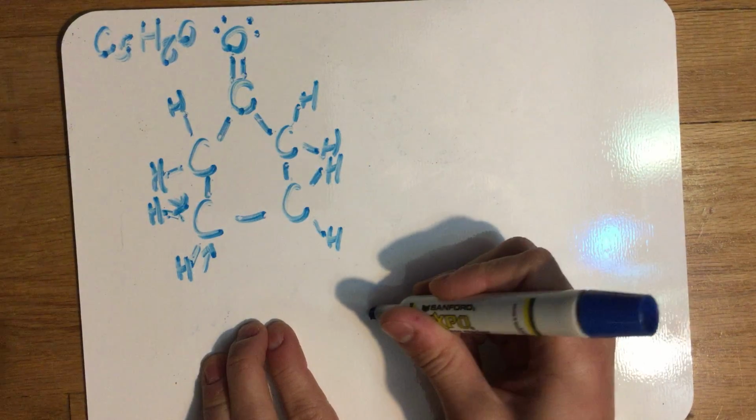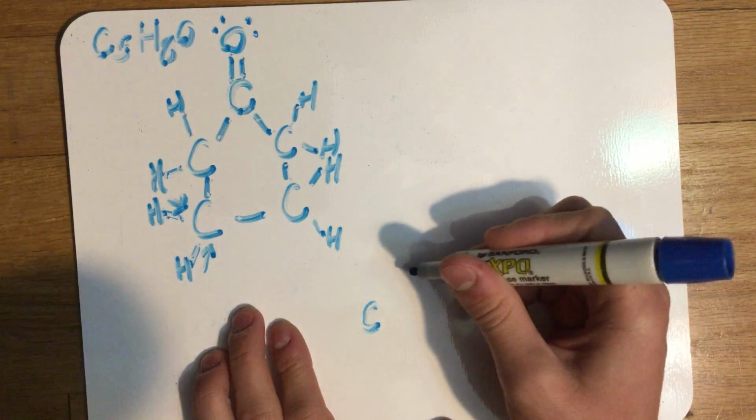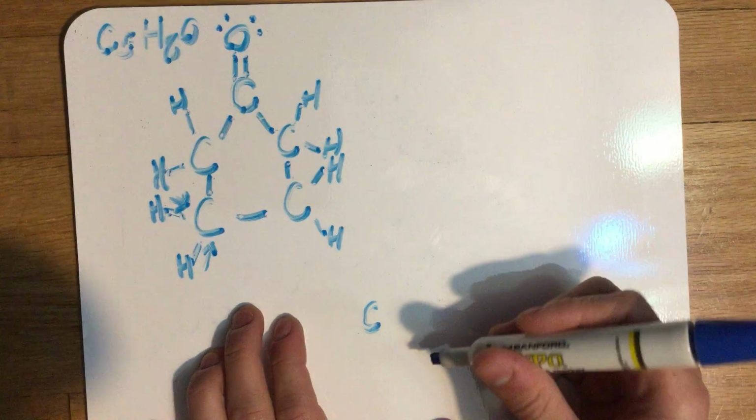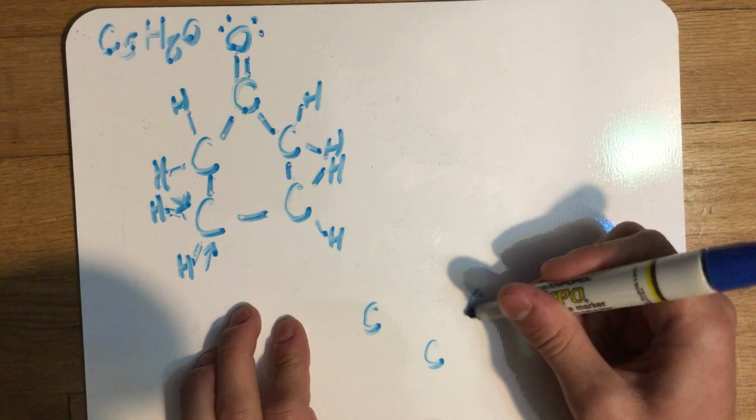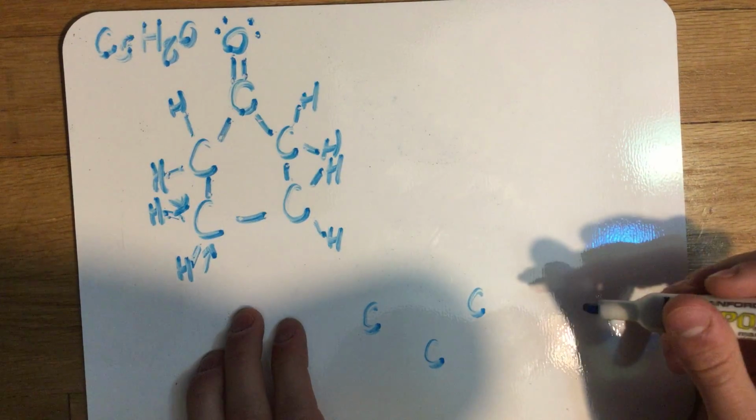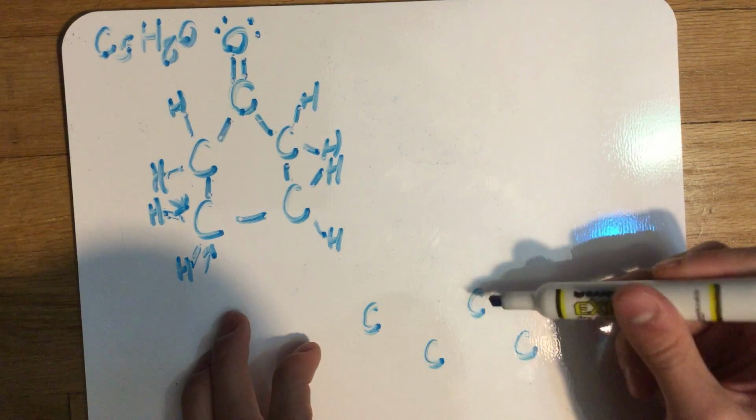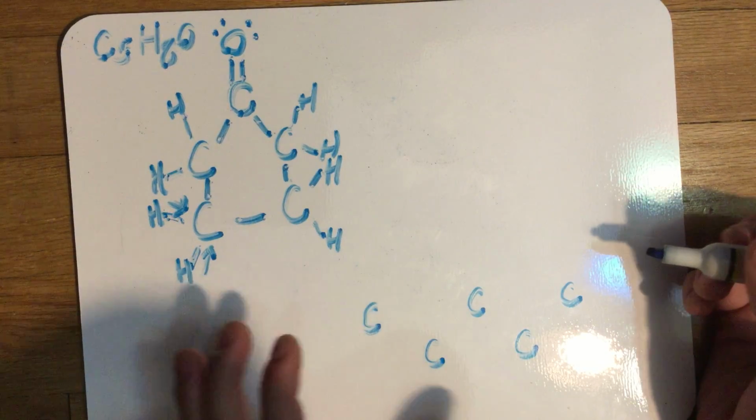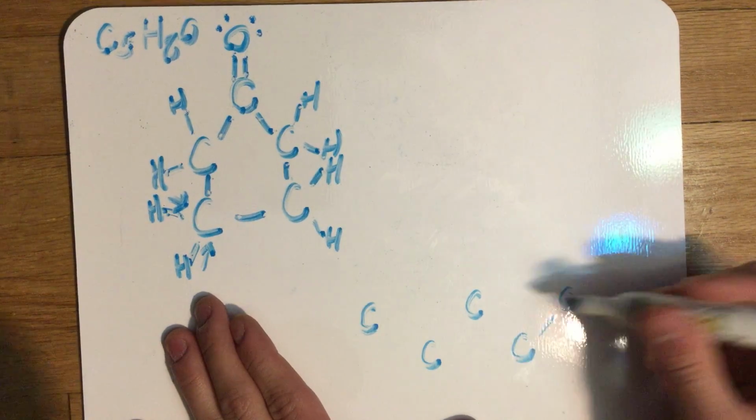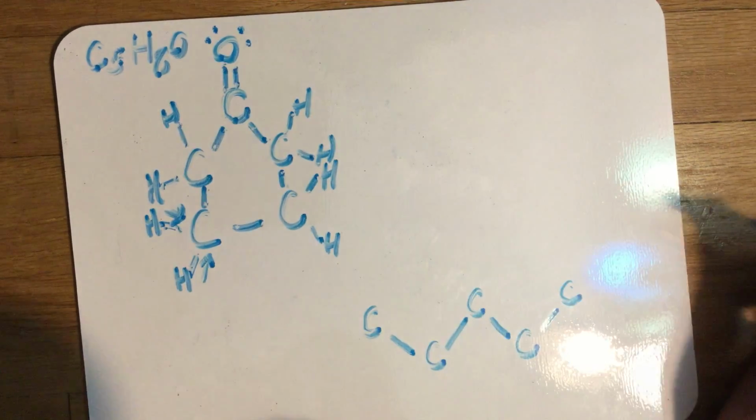Okay, I'll put 1 C here, and I'm going to put 1 C there. I'm going to put 1 C here, 1 C here, 1 C here, and lastly 1, 2, 3, 4, our last C. And then what we're going to do is just simply draw up the bonds. Now this isn't going to be set in stone.